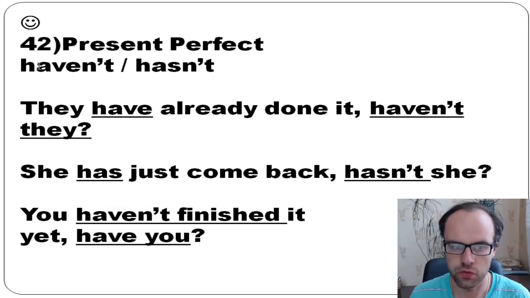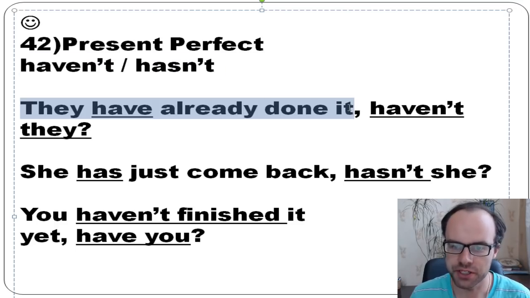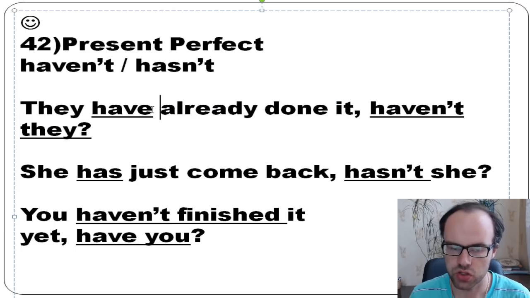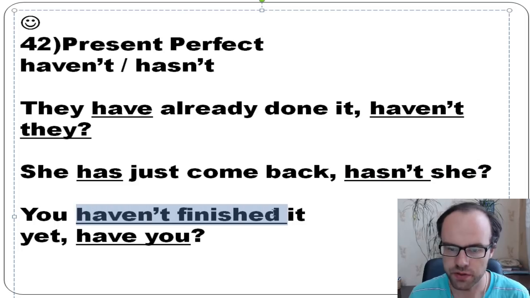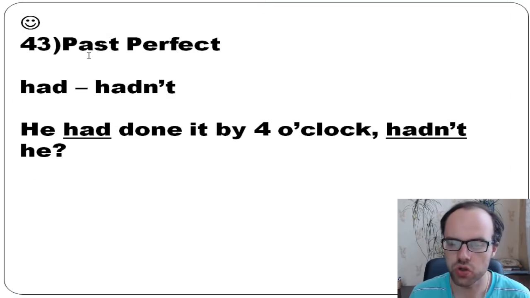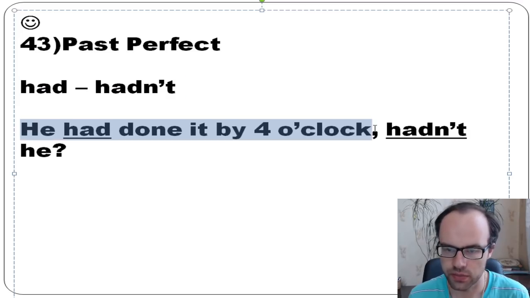Okay, let's talk about present perfect. If you want to form a tag question, you need haven't or hasn't. Look, they have already done it, haven't they? So you have have, and you need to use the opposite form, haven't. She has just come back. You need to use the opposite form, hasn't she? You haven't finished it. So if you have haven't or hasn't, you need have or has. Have you? Good. What about past perfect? So we change had to hadn't. He had done it by 4 o'clock. Hadn't he?